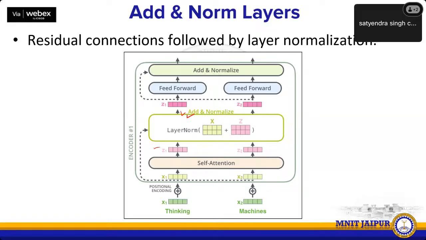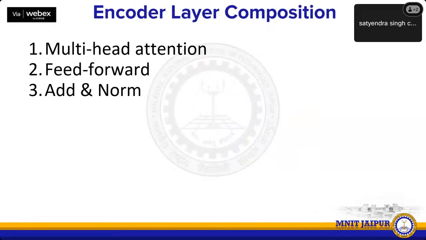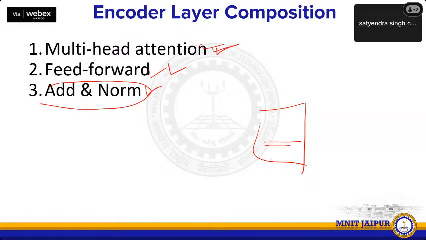In simplistic terminology, an encoder layer in the transformer has a multi-head attention layer, feed forward, and an add and normalization layer. Multi-head self-attention computes the contextual representation, feed forward adds the non-linearity, and add and norm stabilizes the training. These components are stacked to form the full encoder. So this is the encoding part.